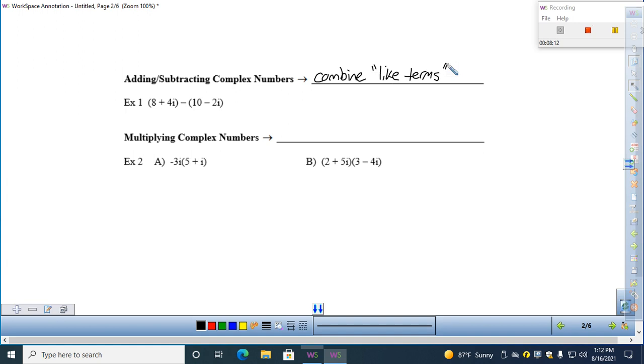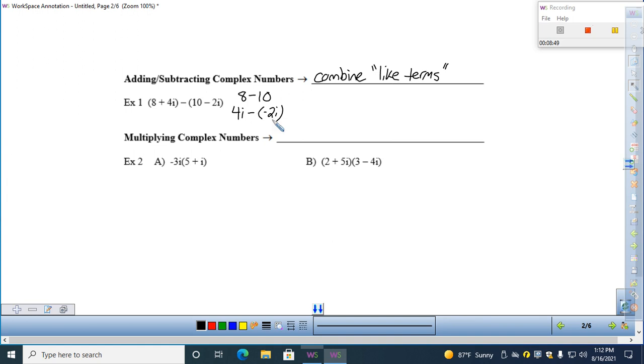And so we'll just do this one right here. So I have 8 plus 4i, so again, a plus bi, and then minus another complex number. So I've got 10 minus 2i. And so as I said, I combine the real parts, and I combine the imaginary parts. So I think of this very simply as positive 8 minus 10. That'll give me the real part. And then 4i minus negative 2i in order to get the imaginary part.